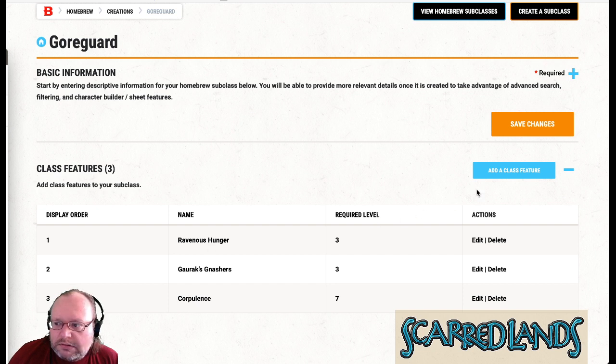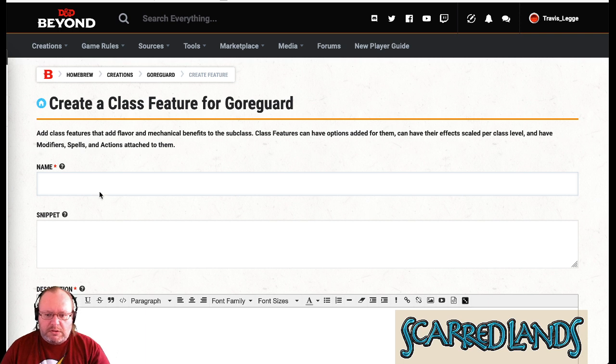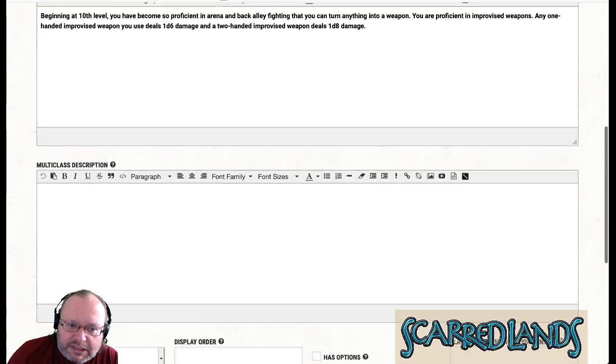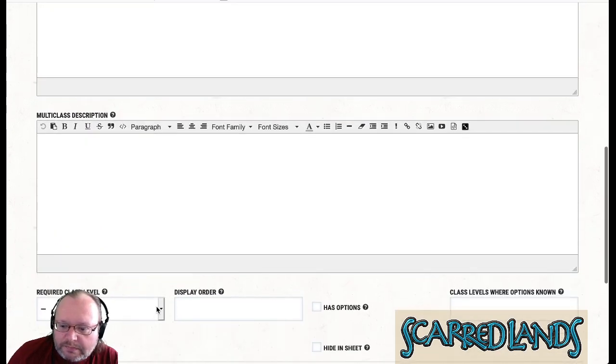In all of the subclasses that you see designed in 5e, I'll put it that way, some of them can feel very samey, and I definitely do not want to see the Scarred Lands become samey in any way, shape, or form.